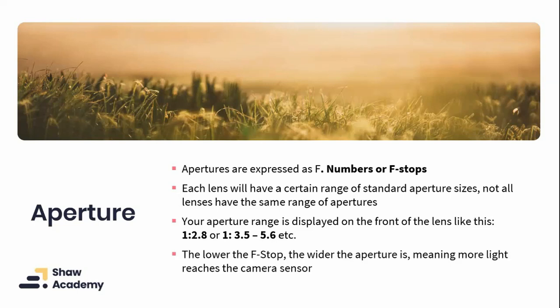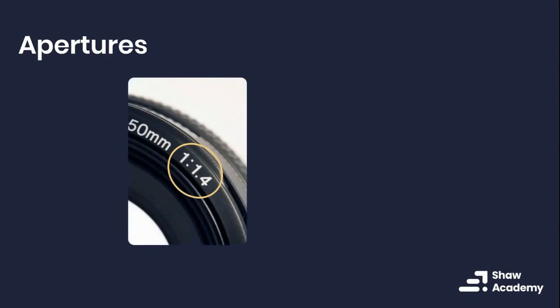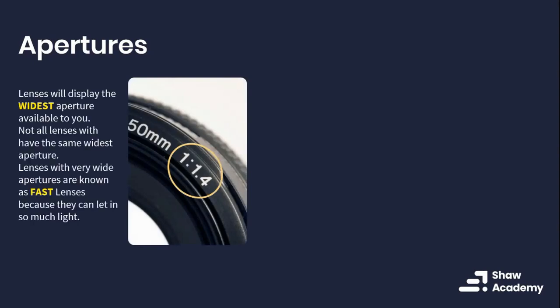The lower the f-stop number, the wider the aperture is, meaning more light reaches the camera sensor. Okay, so a lens that's say f2.8, that would be considered what we call a fast lens, because it's capable of letting in a lot of light. So the lower the f-stop number, the wider the aperture is, meaning more light is capable of reaching the image sensor.